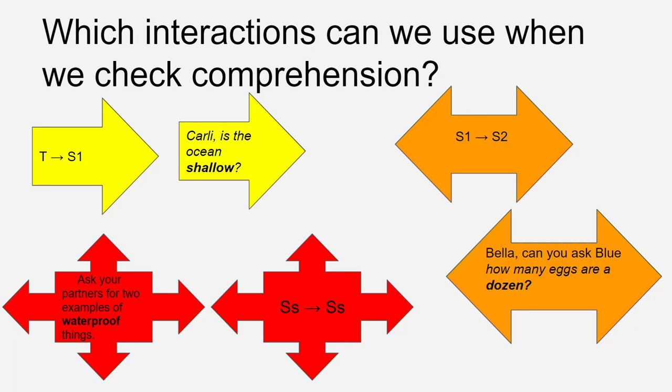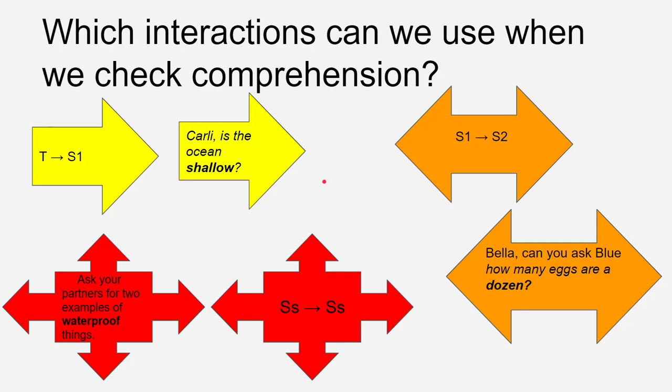But because these are questions and we are still in a language classroom, we can use different interactions as we check comprehension. We might ask, for example, a standard T to S1 or answering individually question, such as, Carly, is the ocean shallow? Of course, if she says yes, that means Carly doesn't understand the meaning of the word, but if she says no, then we want her to say a little more. Why isn't it shallow? Well, because it's super deep. Don't ask me silly questions.